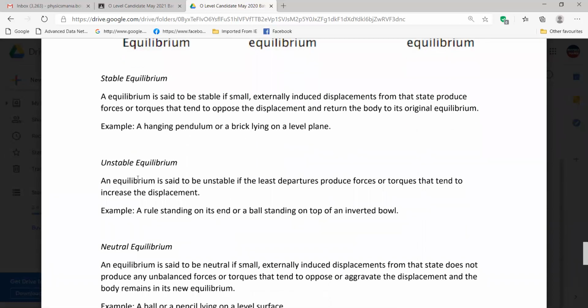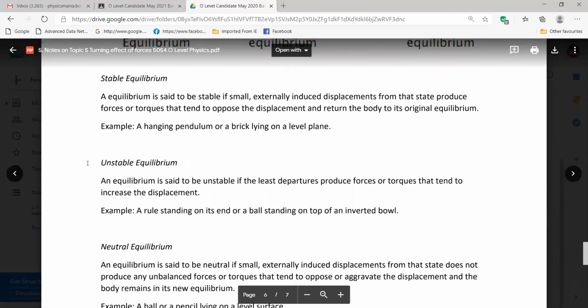Can you continue unstable equilibrium? An equilibrium is said to be unstable if the least departures produce forces or torque that tend to increase the displacement. Example, a rule standing on its end or a ball standing on the top of an inverted bowl. So is it clear? Yes, sir.